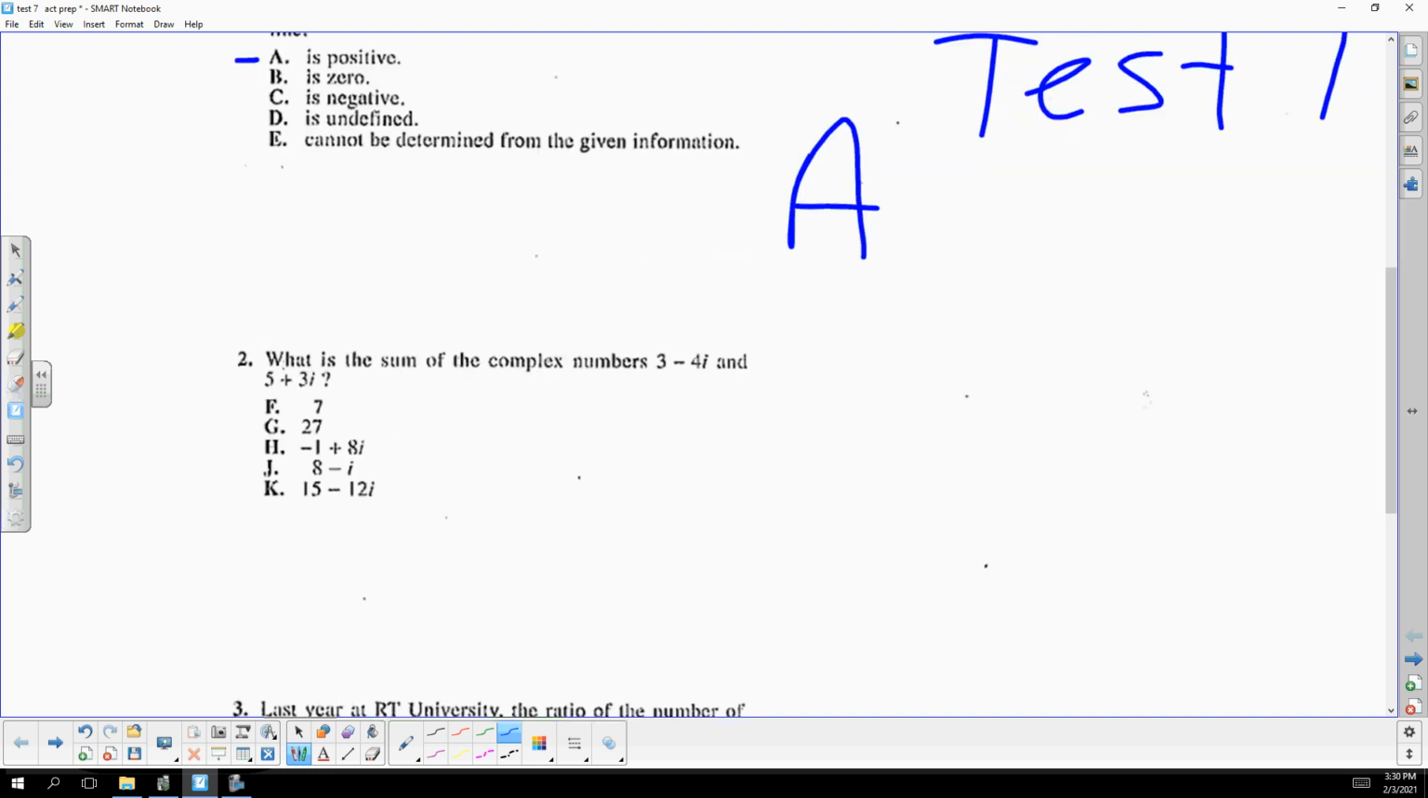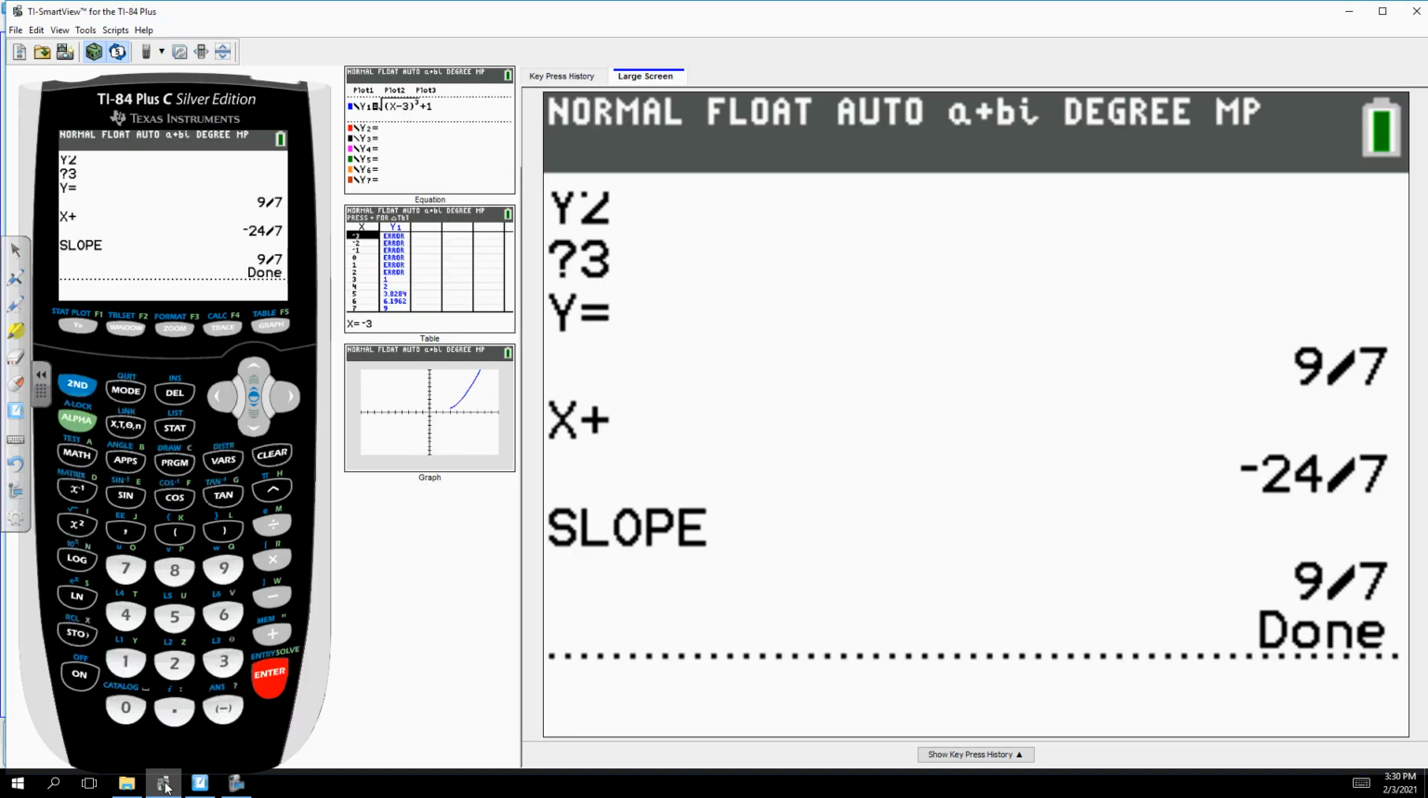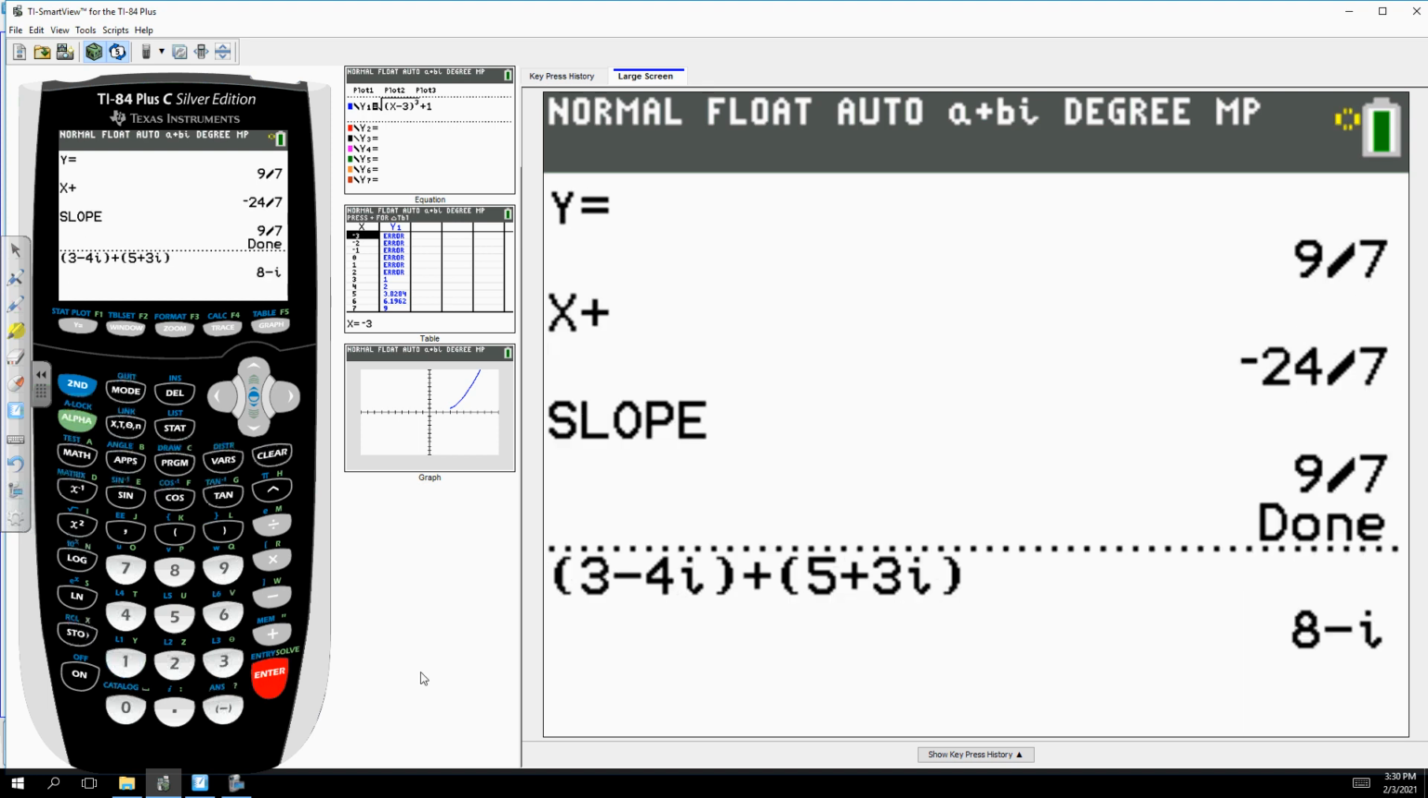Okay. Number 2 is just add the numbers, add the i's. So it's 3 plus 5 is 8 minus i. So that would be choice J. Of course, you could also do the components. I would use whole quantity, 3 minus 4i second decimal for the i. And it's a sum, so it's plus 5 plus 3i. And there is the answer using the calculator, 8 minus i.